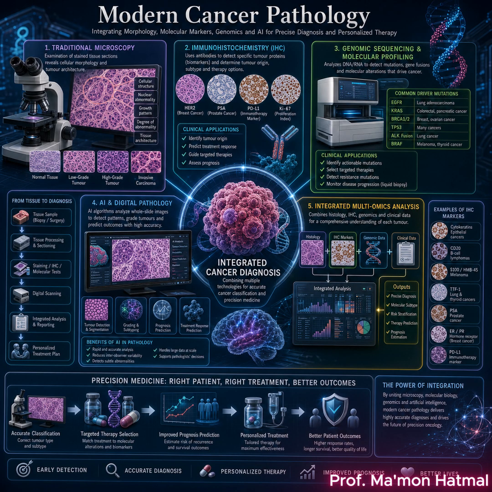Although the name sounds complicated, H and E is simply a combination of two complementary dyes. Hematoxylin stains the cell nuclei a deep blue or purple. Since the nucleus contains DNA, this allows pathologists to carefully examine its size, shape, chromatin pattern, and the presence of prominent nucleoli, features that often become abnormal in cancer.